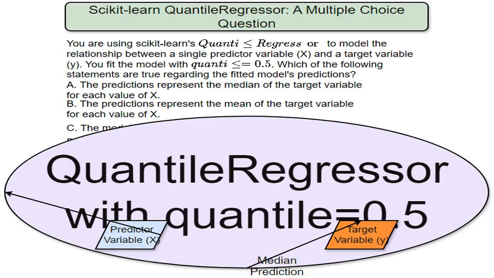This line describes the specific type of model I'm using. A QuantileRegressor with a quantile of 0.5. This is important because the quantile parameter determines what the model predicts. A value of 0.5 means the model aims to predict the median of the target variable. Think of it like this: I'm trying to find the middle value of my target variable for each value of my predictor variable.